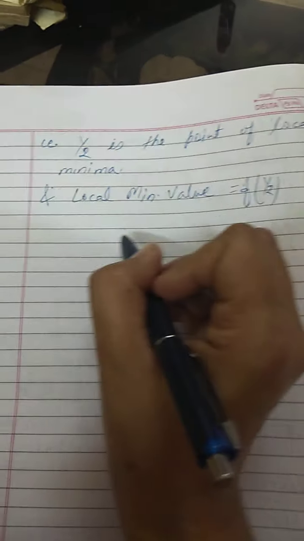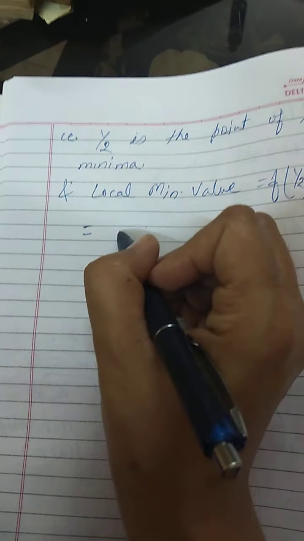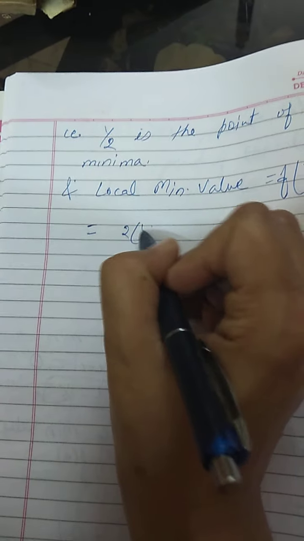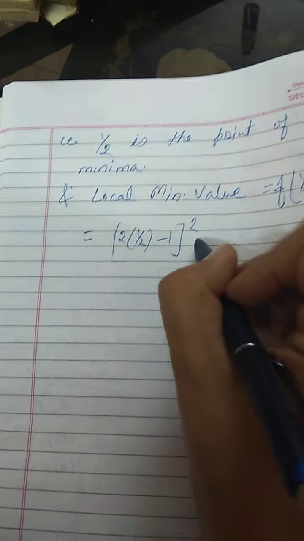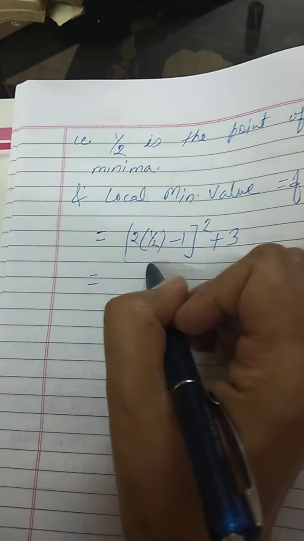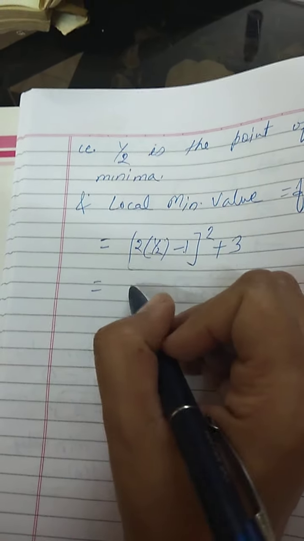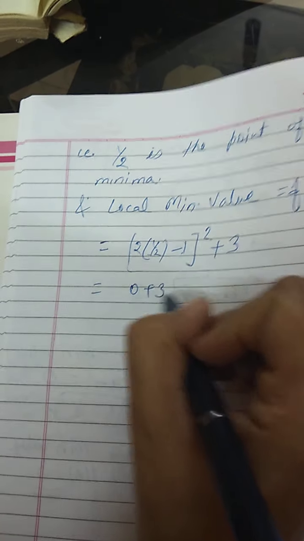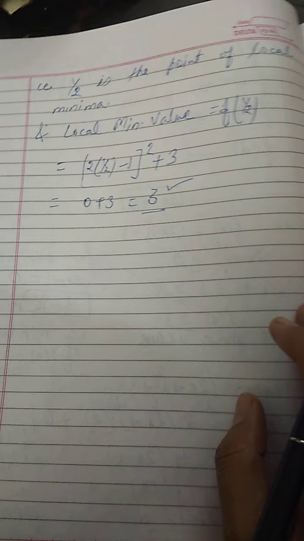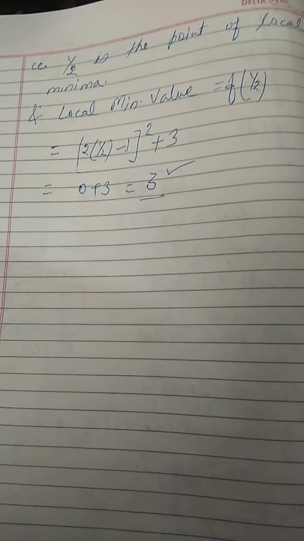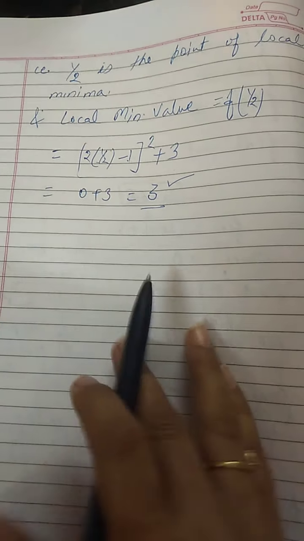So in the function we will put x as 1 by 2, that means 2 into 1 by 2 minus 1 whole square plus 3. 2 into 1 by 2 is 1, 1 minus 1 square 0, so 0 plus 3, that is 3. So what is the local minimum value? It is 3. So the same thing, we got local minimum value as 3 in the previous method also.